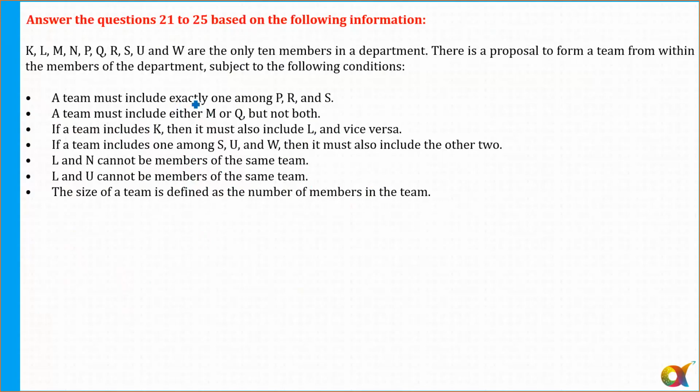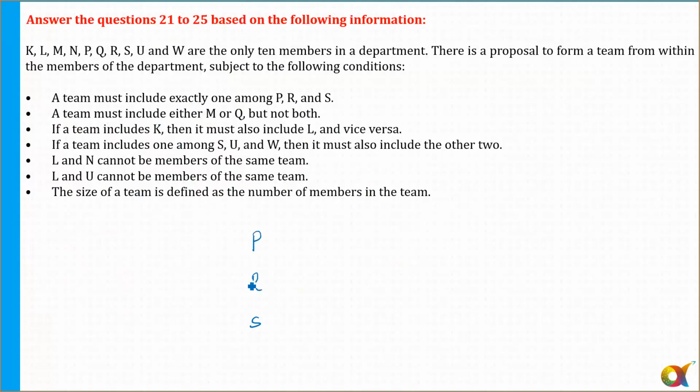KLMN. Okay. There is a proposal to form a team. A team must include exactly one among P, R and S. So I can say either P is a part of the team, or R is a part of the team, or S is a part of the team. These are the three different possibilities.